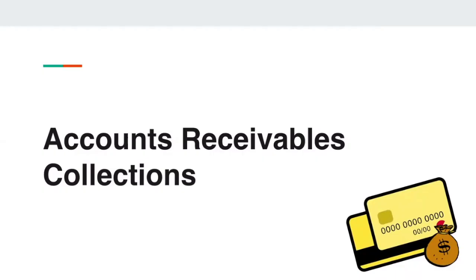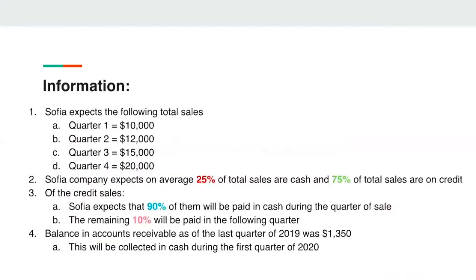The last budget of this video is accounts receivable collections. In this question, the following information is key. Sophia expects the following total sales. Quarter 1, 10,000. Quarter 2, 12,000. Quarter 3, 15,000. Quarter 4, 20,000.